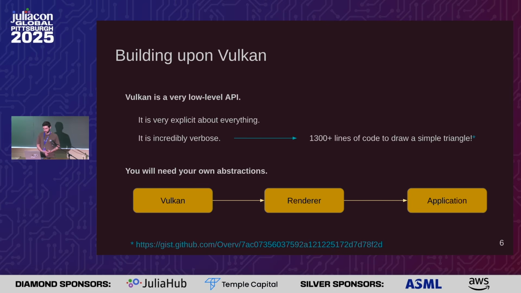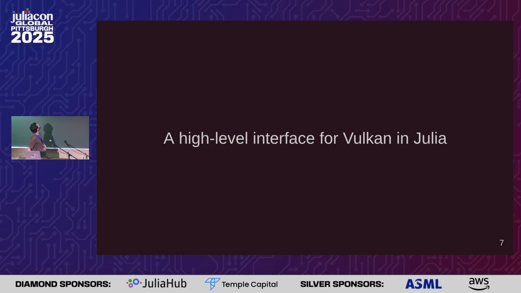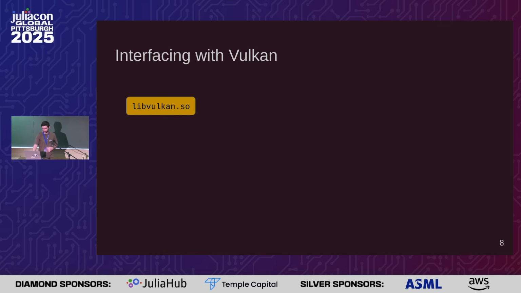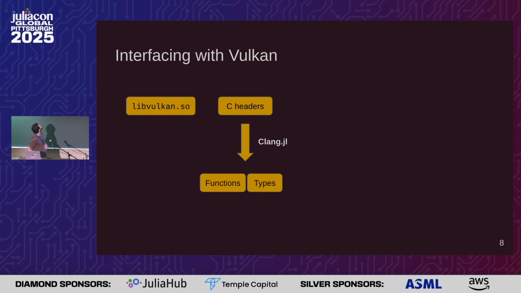So what you would want to have is Vulkan as the low-level thing you interface with, and then build a renderer library on top of it, and this is what your application will interface with. Application or script or anything that you like that wants to use Vulkan to render some graphics. So now let's talk about the Vulkan interface from Julia.